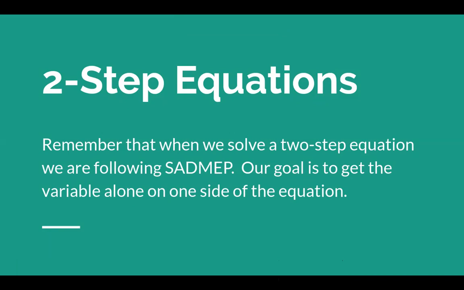So a couple things with two-step equations. First of all, remember when we solve a two-step equation, we're still following SADMEP, okay? Our goal is to get the variable alone on one side of the equation. So we're still going to follow the same rules we did when we were solving one-step equations. The difference is now we're going to have to do two things and then the variable is going to be by itself. Hence the term two-step equations.